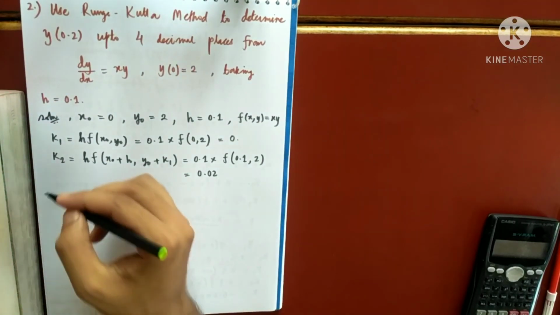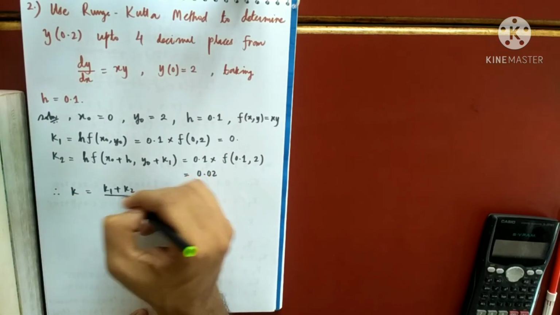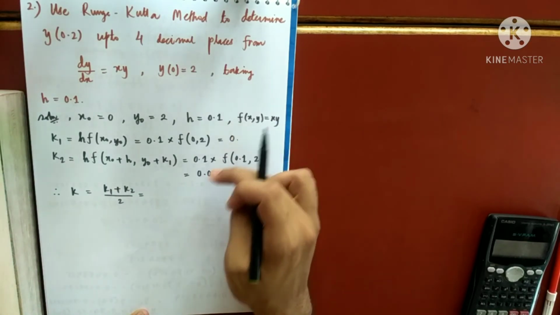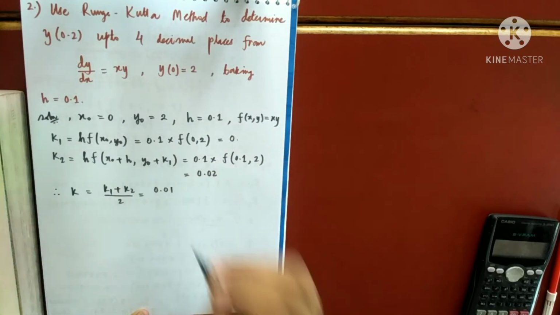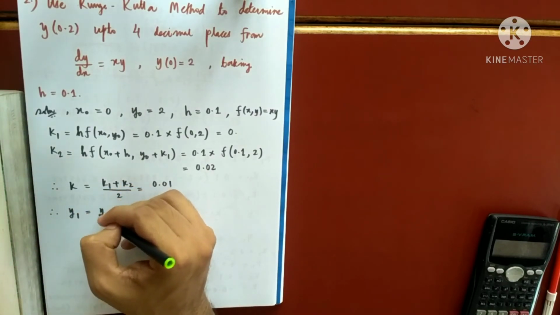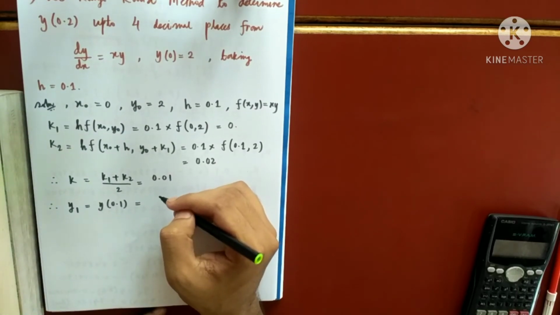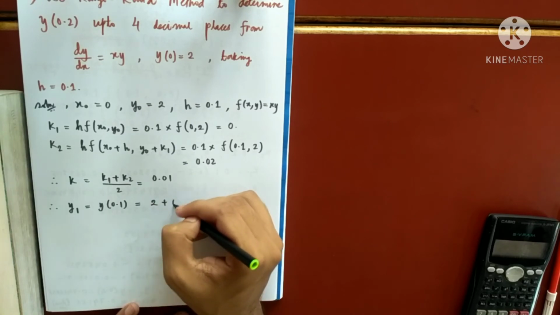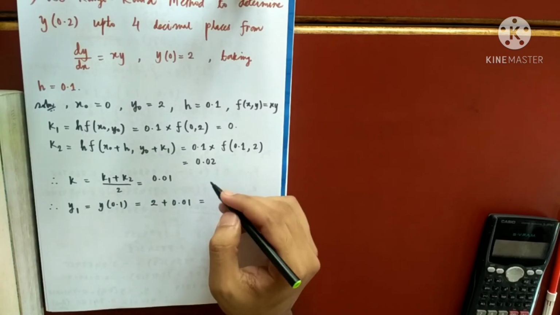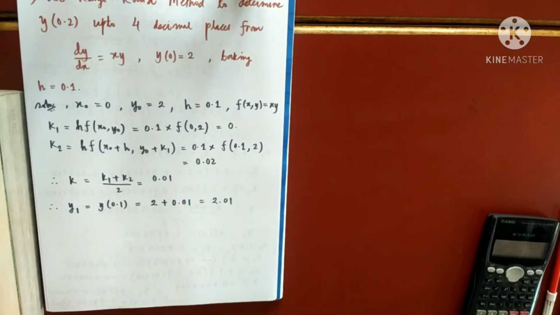Now we are ready to find k. So k is the average of these two, k1 plus k2 by 2. So this plus this by 2, it is 0.01. So what is the value of y1? y1 is y at 0.1, y at x naught plus h basically. So this is y naught plus k. So it is coming as 2.01. Right? So I have done the same thing now.